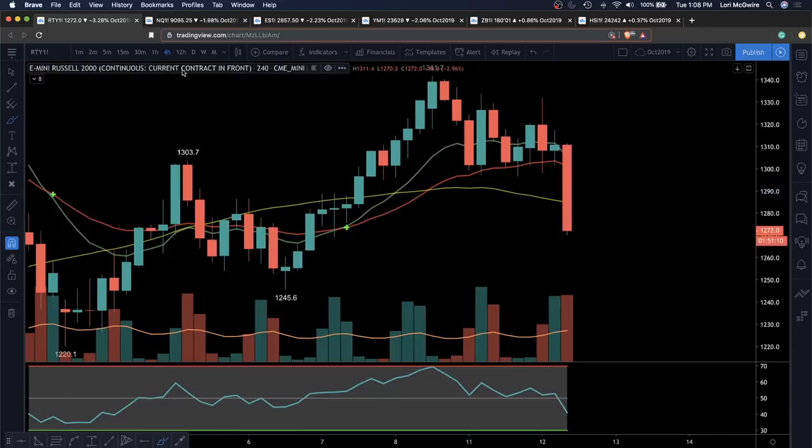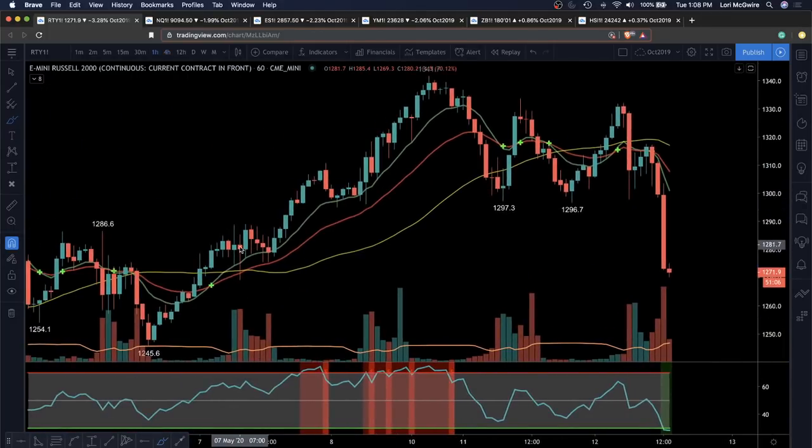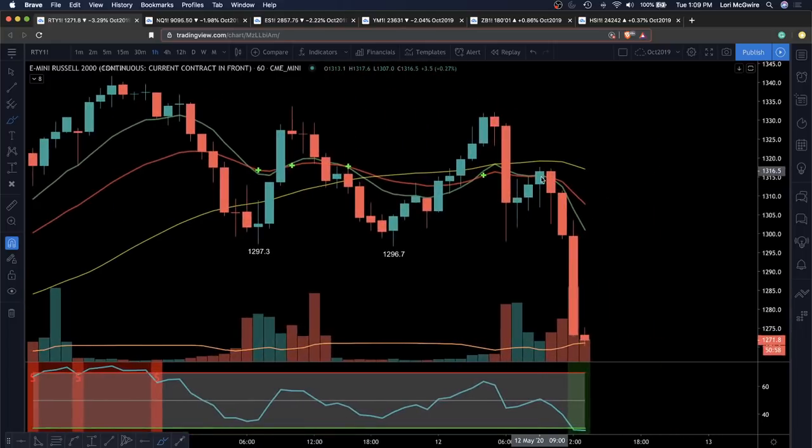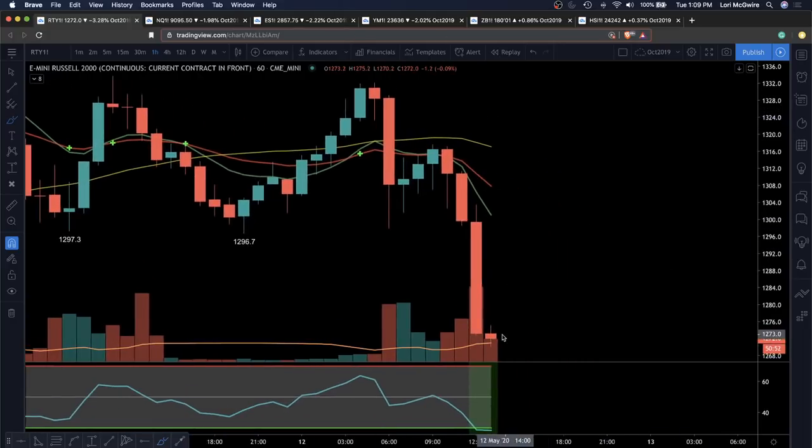So the levels on RTY, we are just hitting the support 1269.30, then 1245.60. Your next resistance on any bounce is 1317, and then 1332. The odds favor on a bounce a lower high. So from this level to this level, the odds favor a lower high.